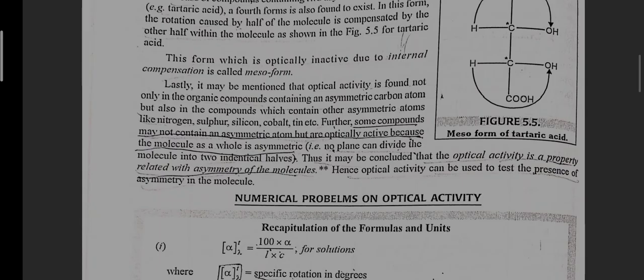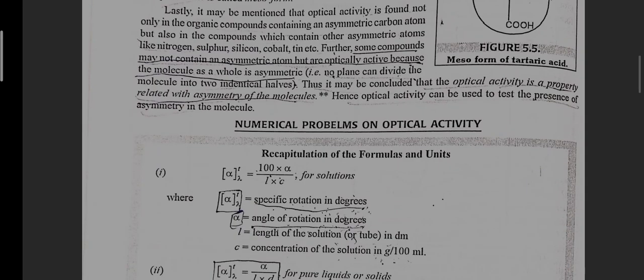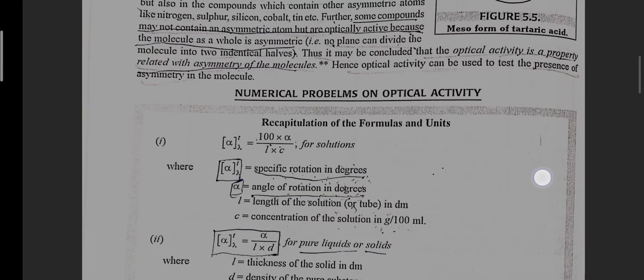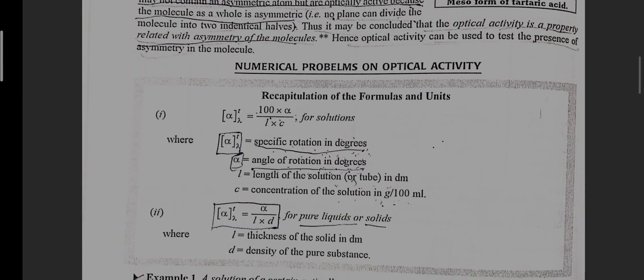Lastly, it may be mentioned that optical activity is found not only in the organic compounds containing an asymmetric carbon atom, but also in compounds which contain other asymmetric atoms like nitrogen, sulfur, silicon, cobalt, tin, etc. Further, some compounds may not contain an asymmetric atom but are optically active because the molecule as a whole is asymmetric. Thus, it may be concluded that optical activity is a property related with asymmetry of the molecule. Hence, optical activity can be used to test the presence of asymmetry in the molecules.